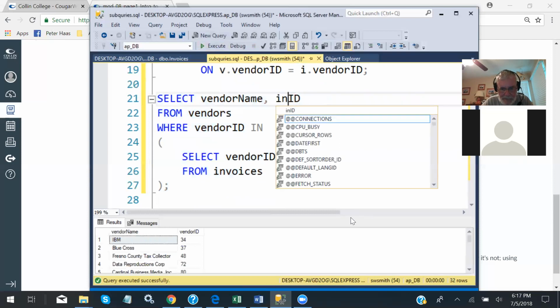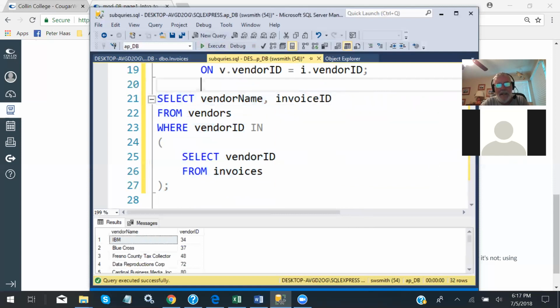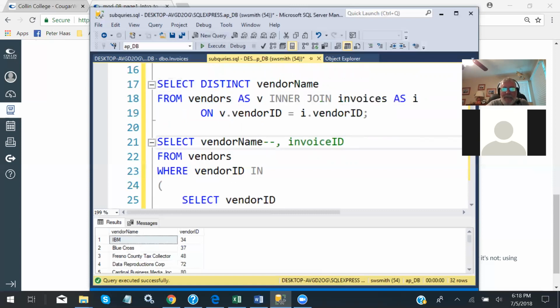Let's try invoice ID. If I want to see the invoice ID with it, I can't. Notice it's giving me the red mark on it, and it's not a valid column name because it's not in the vendors table. In this outer query, the only thing I can see is the vendors table. So I simply cannot have that invoice ID in there. Up here in the inner join, I could ask for the invoice ID very easily, and it would give me the invoice ID with it. This one, I can't get the invoice ID.